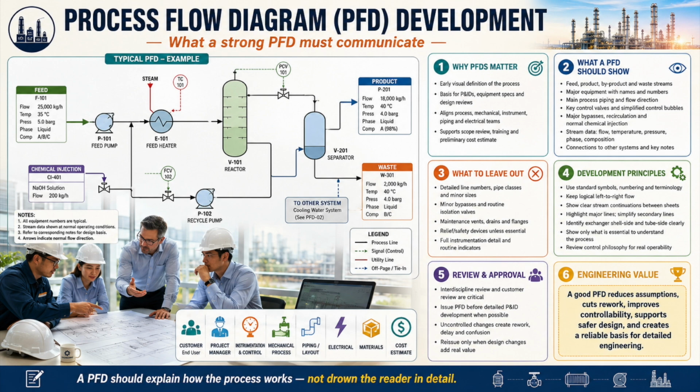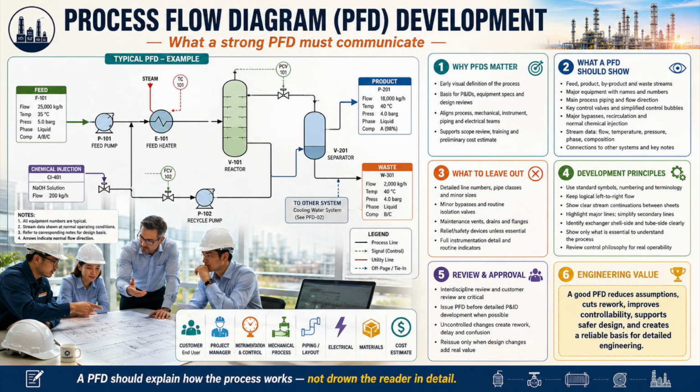Now consider what should normally remain outside the PFD. Do not clutter it with piping line numbers, pipe classes, or routine pipe sizes. Do not show every sensor, transmitter, indicator, recorder, switch, or final control element. Do not include every minor bypass, isolation valve, shutoff valve, maintenance vent, drain, flange, or spectacle blind.